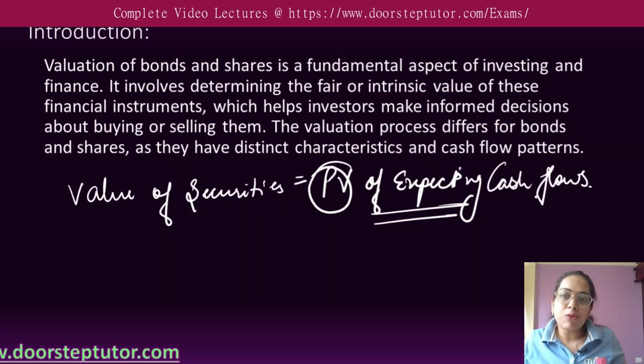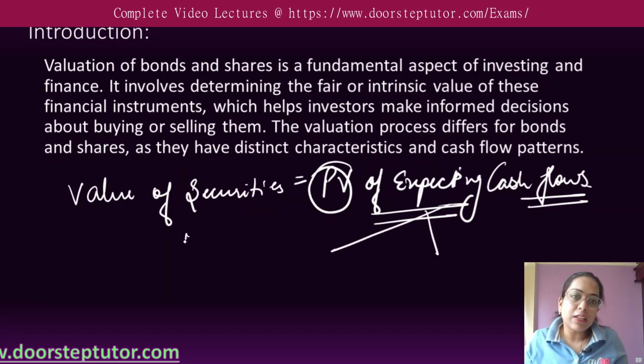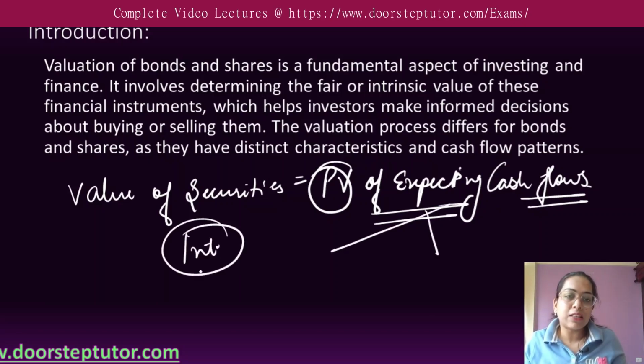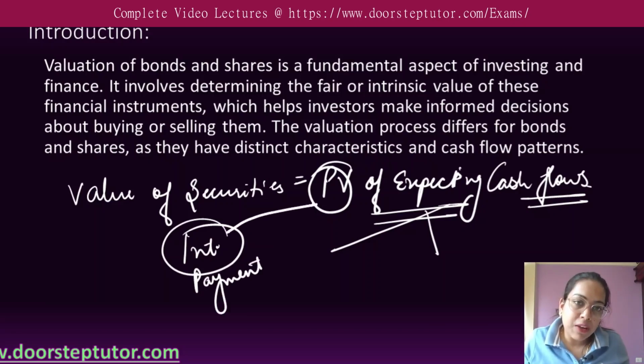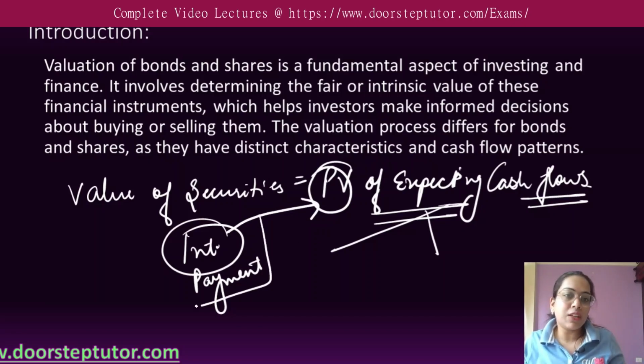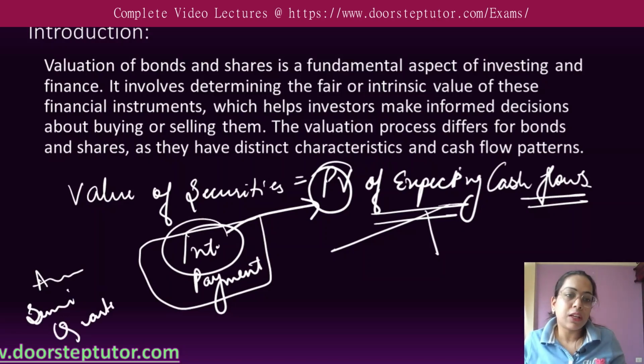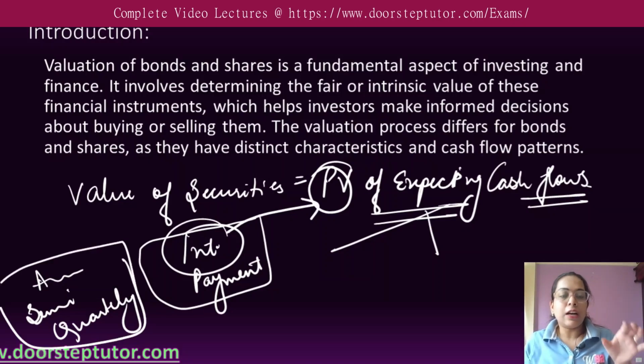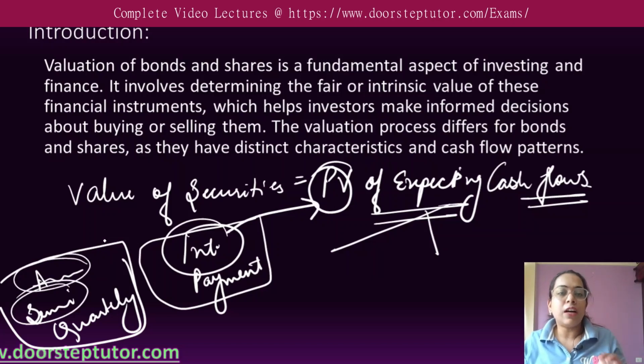So what are the cash flows? Cash flows are your interest payments. On a bond you will get some fixed interest payments, so you have to calculate the present value of the interest payments that you will receive in the future. It may be annually, semi annually, or quarterly. These are the interest payments the investor will receive, and the investor has to convert them into present value to see whether investing in bonds is worth it or not.